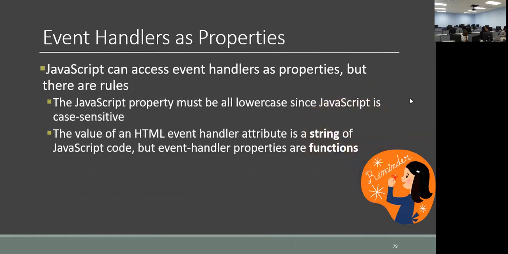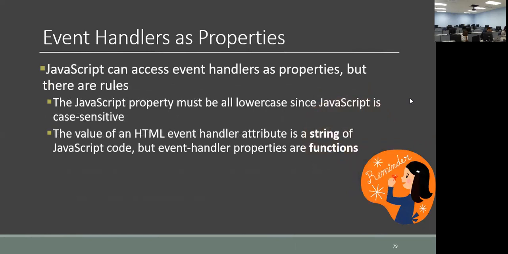It means that you can access an event handler as a property, just like how we did image.src, and we changed the image from old image to dynamic logo.gif. We did that, I showed you that example. We could do the same thing, and we could actually, on the fly, create JavaScript code for attributes and for elements.